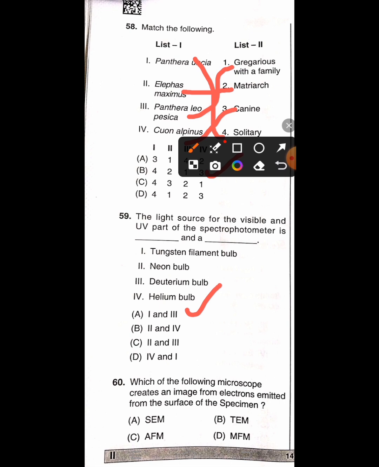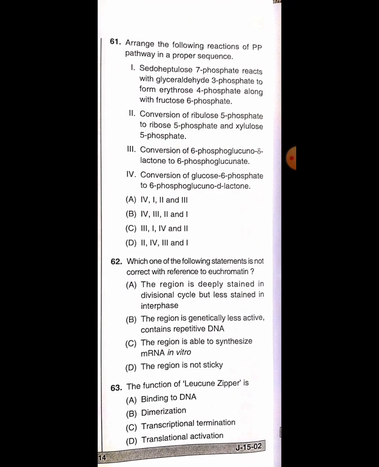Which of the following microscopes creates the image from electrons emitted from the surface of the specimen? Options are SEM, TEM, AFM, MFM. For this, the correct answer is SEM. Scanning electron microscope is the correct answer, which scans the surface of the specimen. Let's see the next question.